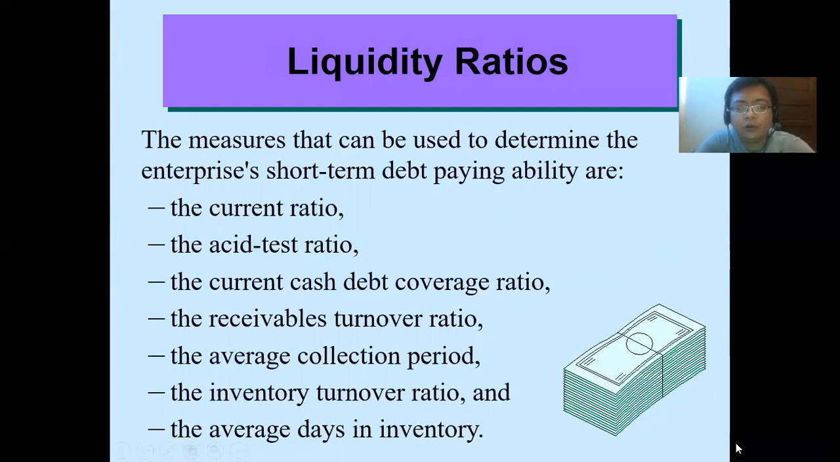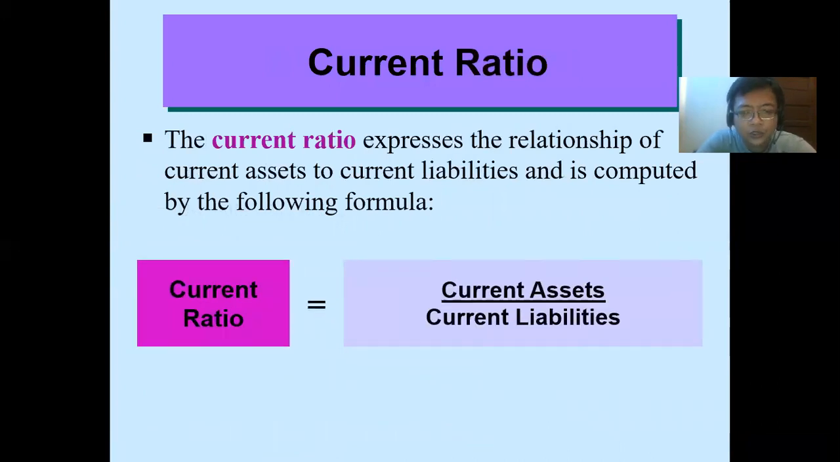Okay, I will just focus more on some ratios. Number one, a very important ratio is the current ratio. What do you mean by current ratio? It expresses the relationship of the current assets to current liabilities and is computed by the following formula: current assets divided by your current liabilities. What composes current assets? You have your cash, your AR, your inventory, your prepaid assets, your supplies, and other current assets.